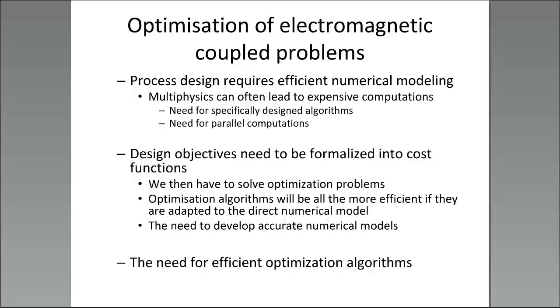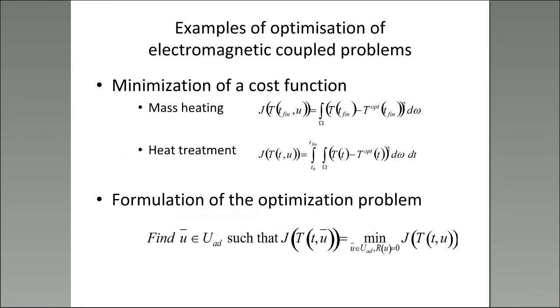But another thing is that your design objectives also need to be formalized into cost functions, so that you will be able to use optimization algorithms. For instance, I'm not going into too much detail mathematically speaking, but in mass heating, we can try to minimize the difference between the temperature at the final time and an optimal temperature, and to minimize the integral of the square of this difference over the domain. So this can be an objective in terms of optimization.